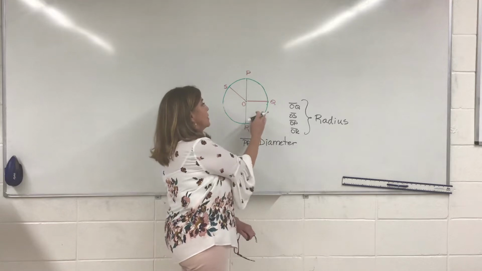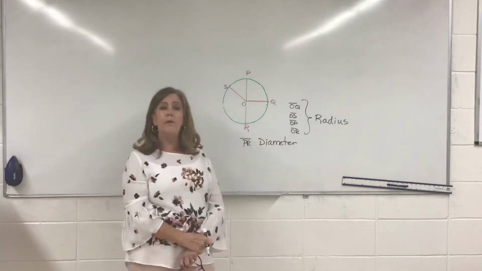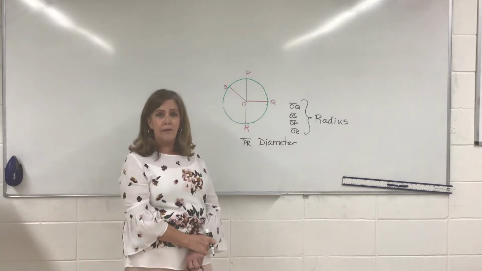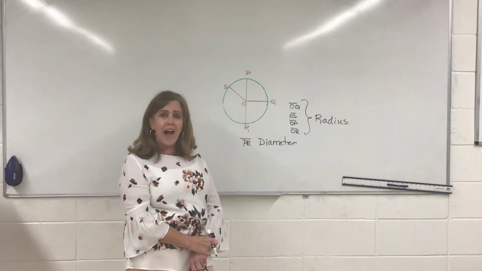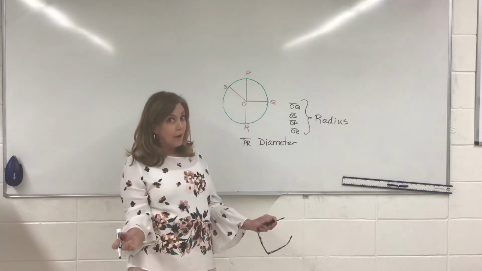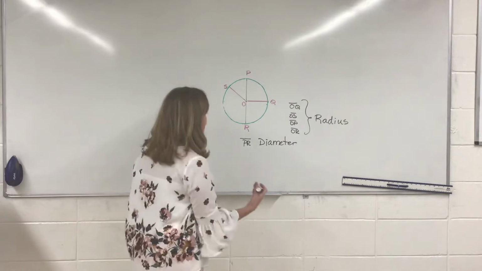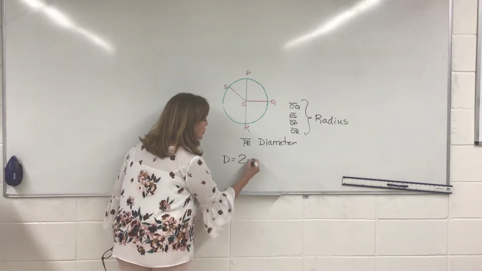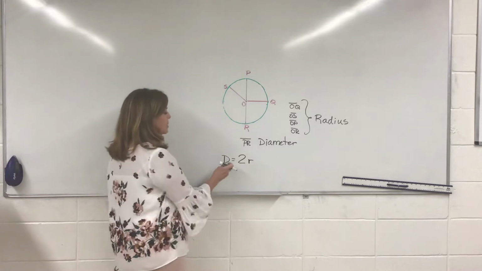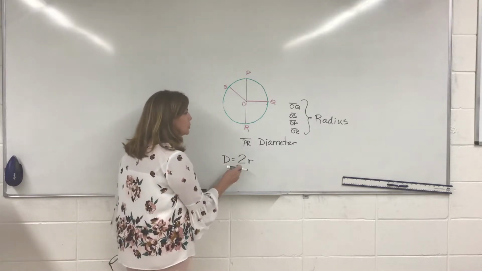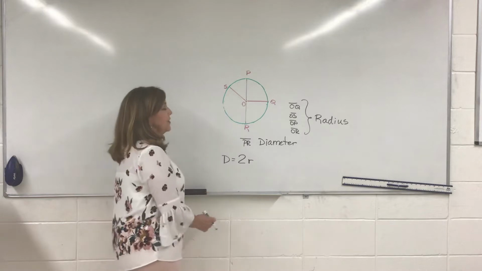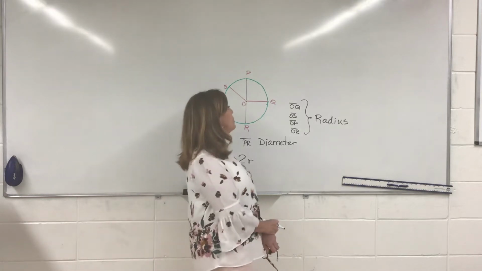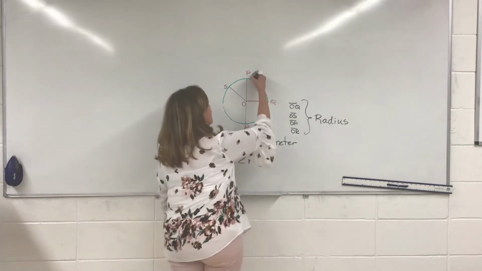I tried to draw this with a 10-inch diameter and a 5-inch radius. 5 times 2 equals 10, right? So diameter equals 2r, okay? So diameter is equal to 2 times the radius. That's pretty basic. Okay, so now we have parts.